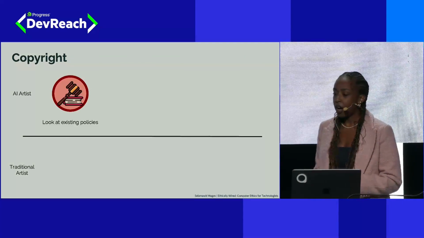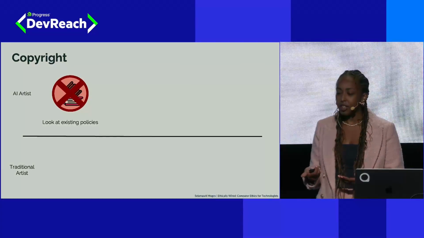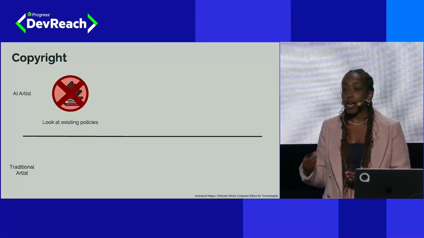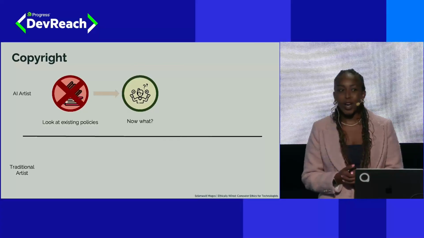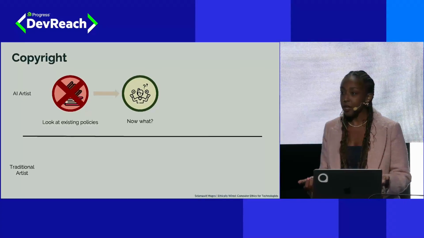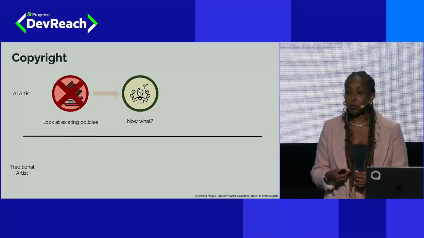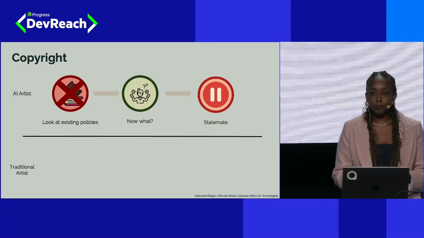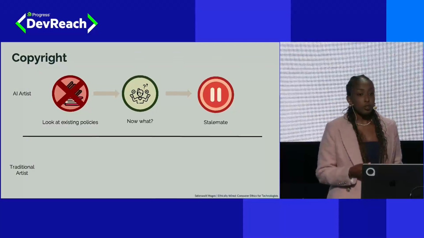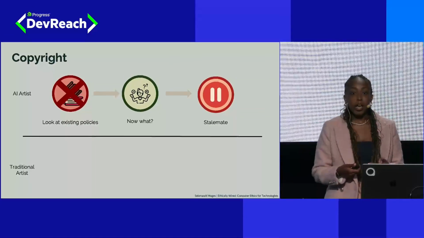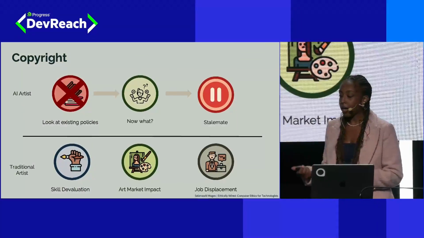Before that, though, I want to check the existing policies against copyright infringement. And when I look, there aren't really any policies that discuss AI-generated art for my situation. So now what do I do? Do I not release my art into the world? Do I release my art into the world and risk someone else claiming it as their own? I'm left at this stalemate. And on the flip side of this, while I'm concerned about releasing my art, traditional artists are concerned about protecting their own. And more generally speaking, they're concerned about things like skill devaluation, art market impact, and job displacement.